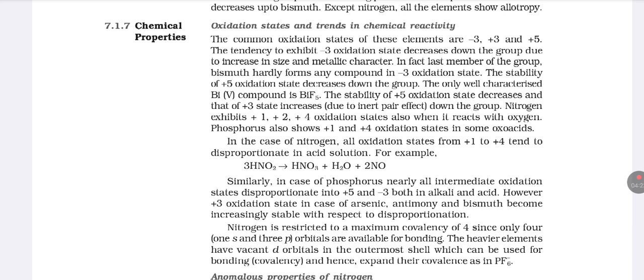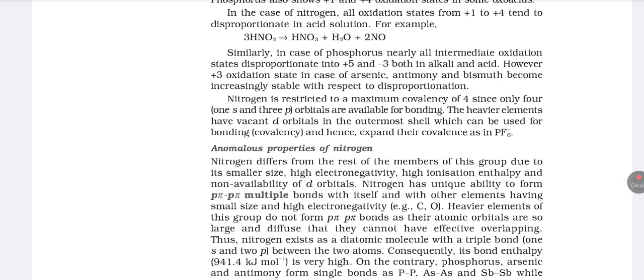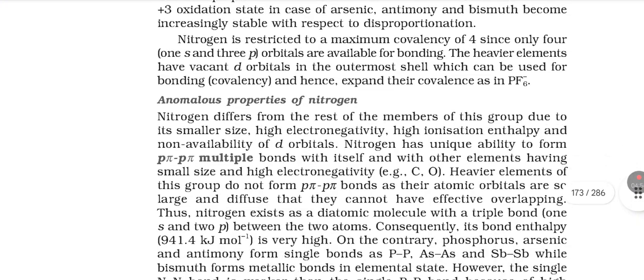Nitrogen exhibits +1, +2, and +4 oxidation states when it reacts with oxygen. Phosphorus also shows +4 and +1 oxidation states in some oxoacids. In the case of phosphorus, nearly all intermediate oxidation states disproportionate into +5 and -3 in alkali and acid. However, the +3 oxidation state in the case of arsenic, antimony and bismuth becomes increasingly stable with respect to disproportionation.